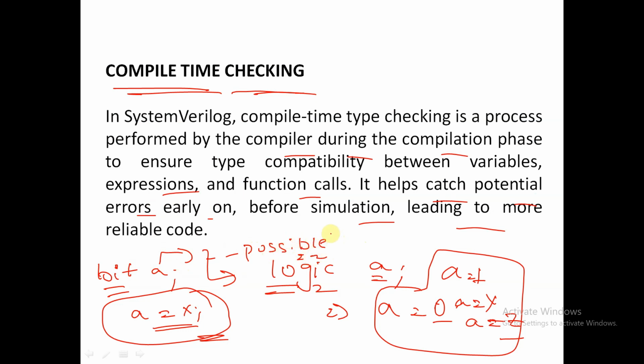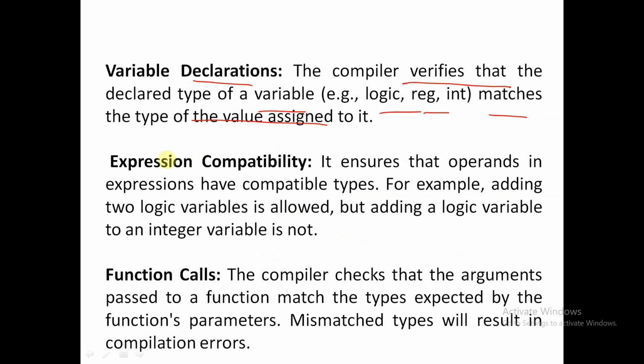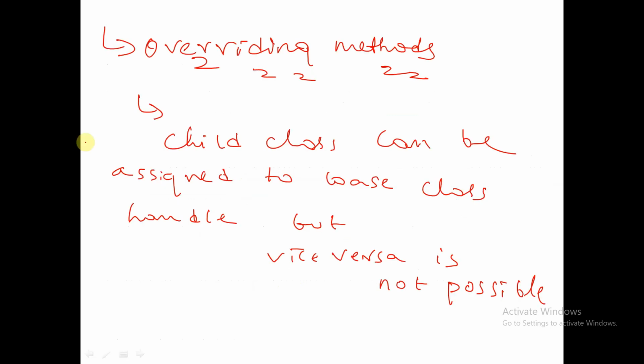So this is compile time checking. The compiler checks that the declared type of the variable matches the type of the value assigned to it, and it also checks expression compatibility. It ensures that the operands in the expressions have compatible types. For example, adding two logic variables is allowed, but adding a logic variable to an integer variable is not. And for function calls, the compiler checks that the arguments passed to a function match the types expected by the function parameters, and mismatched types will result in errors.